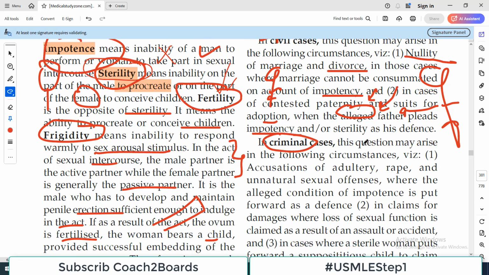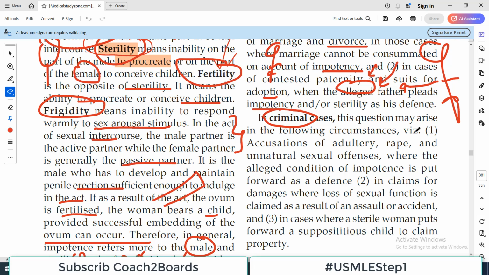Criminal cases. This question may arise in the following circumstances: accusation of adultery, rape, unnatural sexual offenses. Agar ek bande pe ilzam lag raha hai aur wo banda agar court mein kehta hai bhai main impotent hu, mera to erectile issue hai aur ye bandi mujh pe ilzam laga rahi hai ki maine rape attempt kiya, how is it possible? So ye criminal case ho gaya, right? In claims of damages where loss of sexual function is claimed as a result of assault or accident.